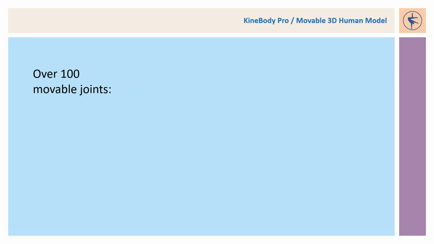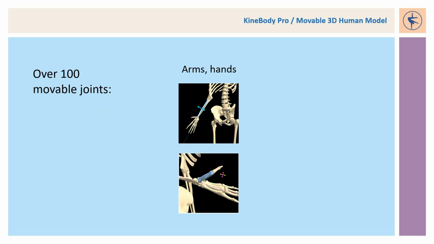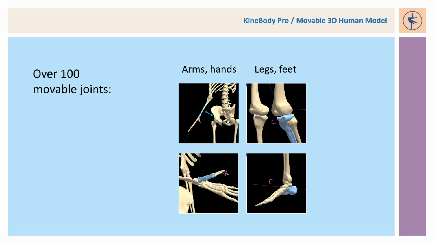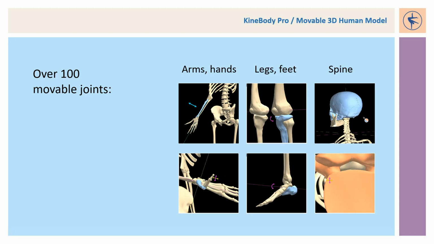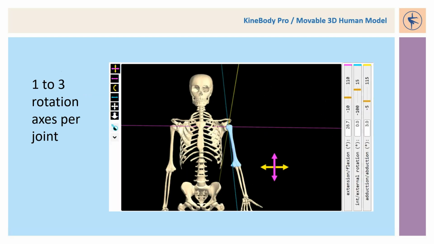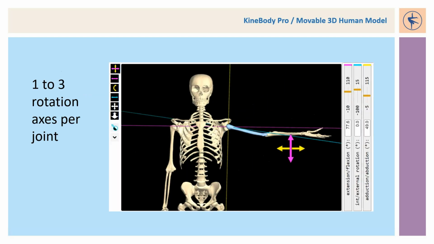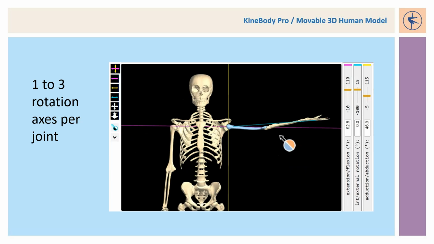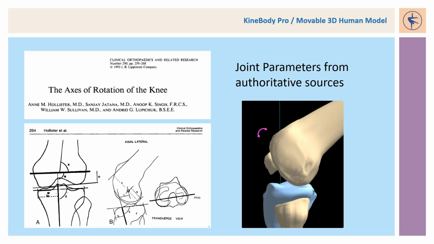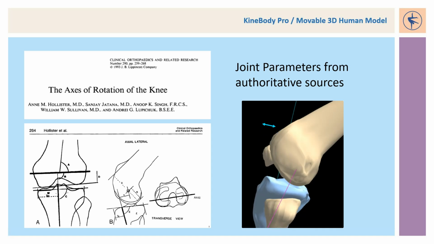You can move any of over 100 joints, including the arms and hands, legs and feet, and cervical and lumbar spinal joints. Each joint is designed to exhibit realistic kinematics with 1 to 3 rotational axes each, plus the locations of their rotation axes and the ranges of motion values are adapted from authoritative scientific sources.